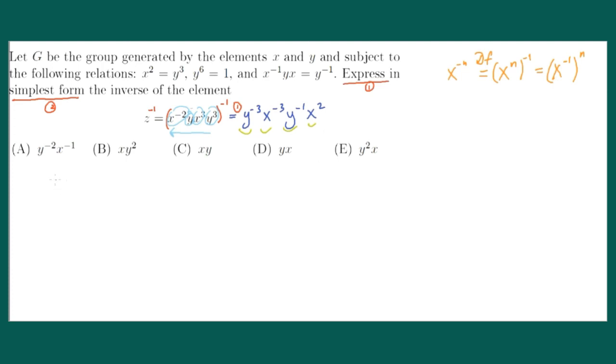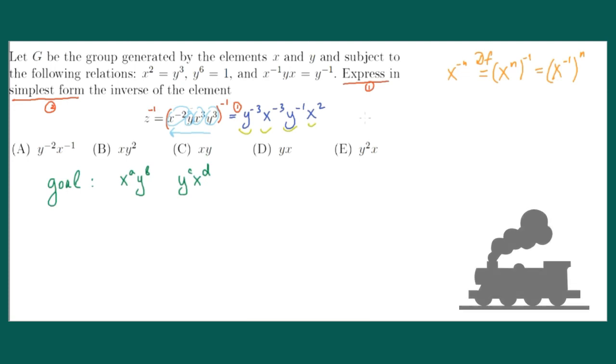So, our goal is to obtain the answer in the form of a product of some power of x and some power of y. It could be x to some power, y to some power, or y to some power, x to some power. These are not necessarily the same, because x, y, and their powers do not necessarily commute. So, we should reduce the number of multipliers from 4 to 2.